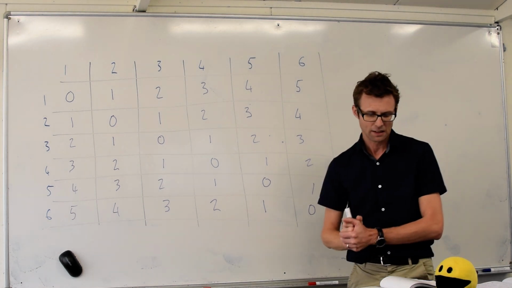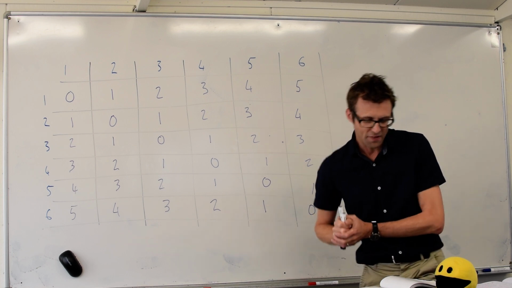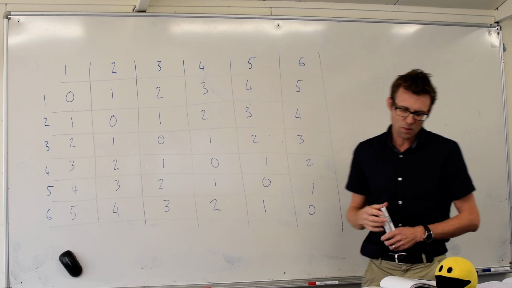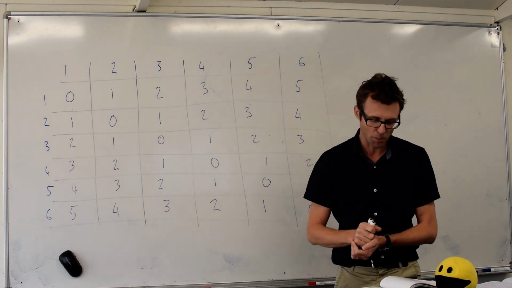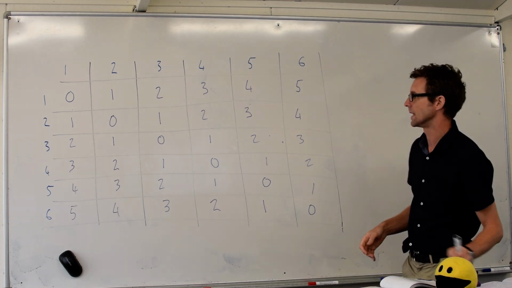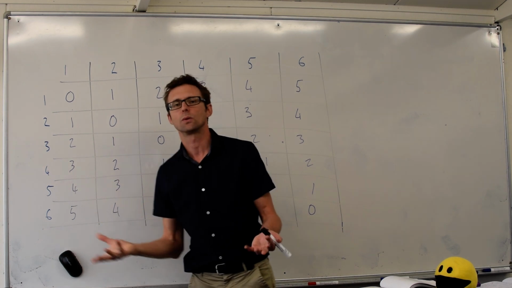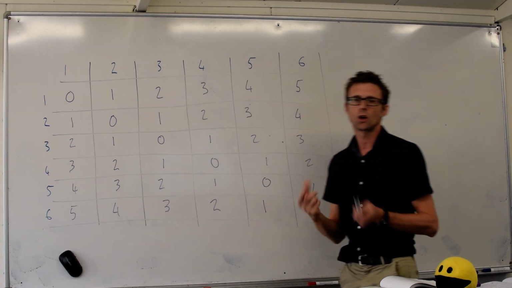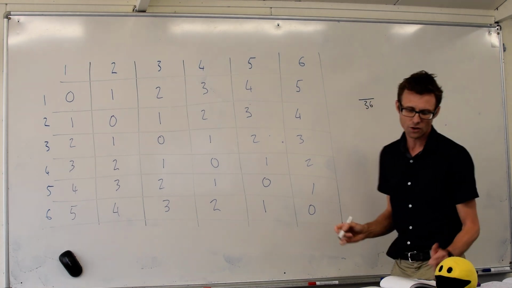Hope that makes sense. If not, make sure you email me with your questions. Okay, so we've done that. The second part of the question, parts i, ii and iii. So what is the probability that the score is going to be 3? So of course we've got an array of 6 by 6, so this means that we're going to have 36 total possibilities.